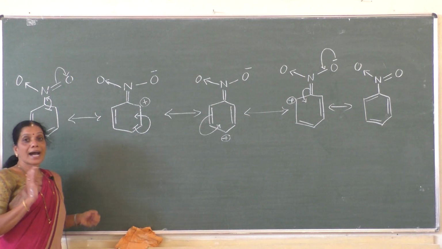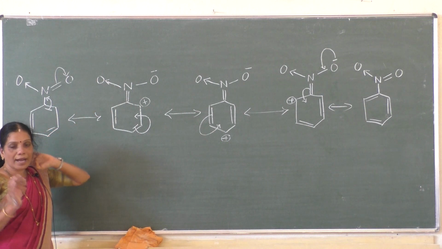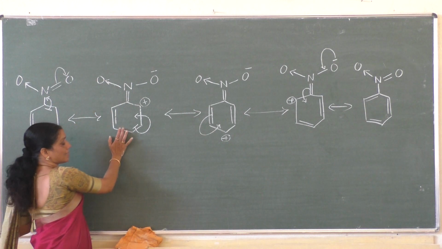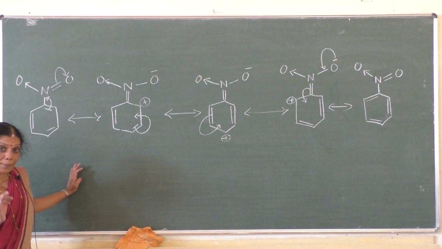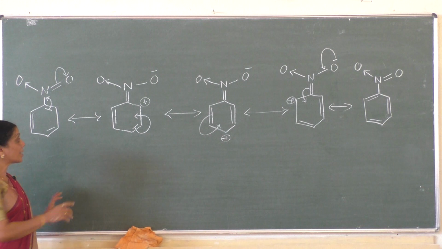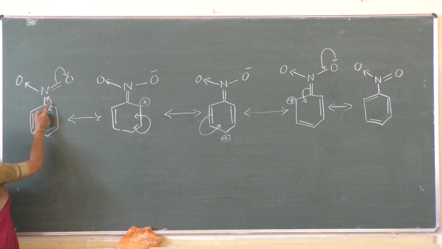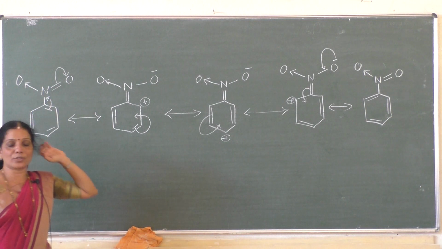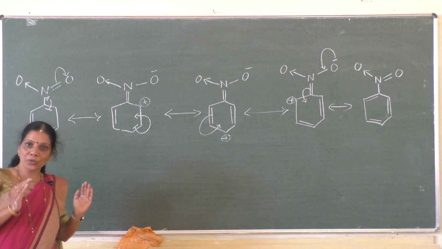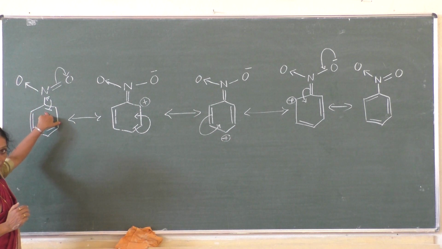That means the attached group decreases the electron density of the benzene ring. The attached group decreases the electron density of what? The benzene ring. This type of effect, where the shift of electrons takes place towards the attached group, is always called a negative resonance effect. Followed, students? Negative resonance means the attached group gains the electrons from the benzene ring.